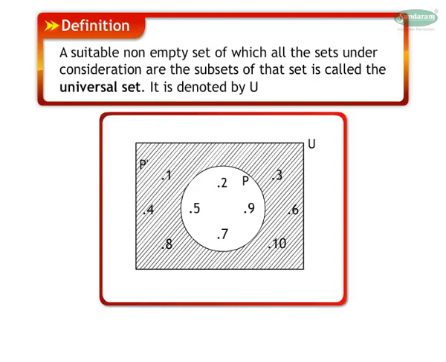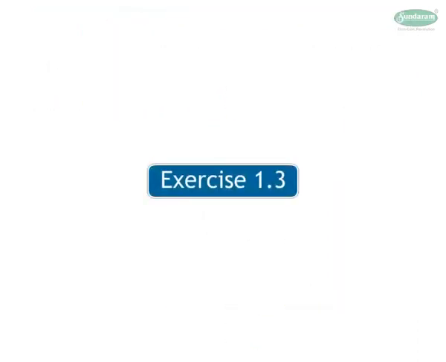Now, we have first to remember how a set is related to itself. Every set is a subset of itself. That is, set P is a subset of set P. Similarly, the empty set is a subset of every set. Since we are well conversant with subsets and universal set, let us solve more examples to consolidate the same.